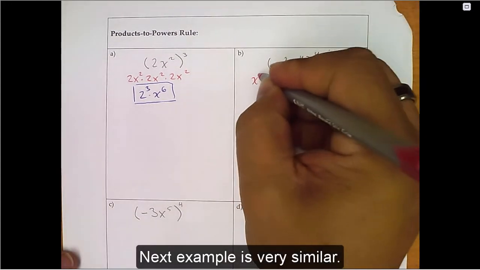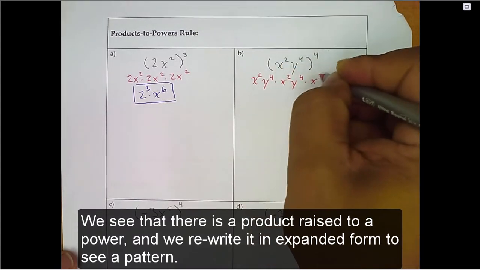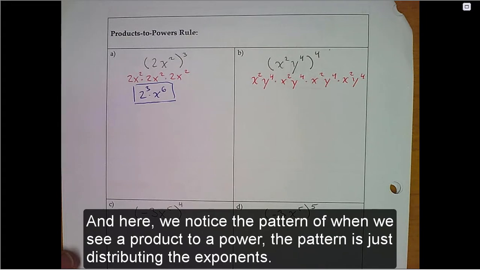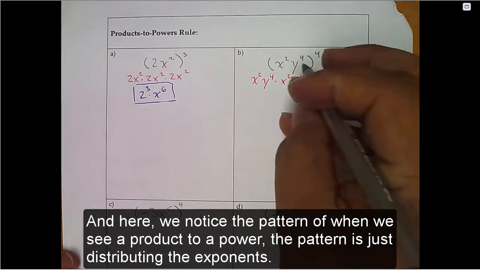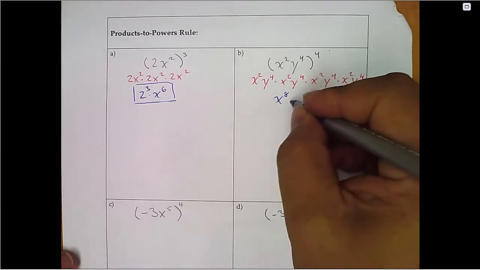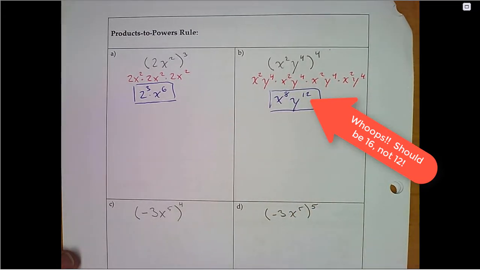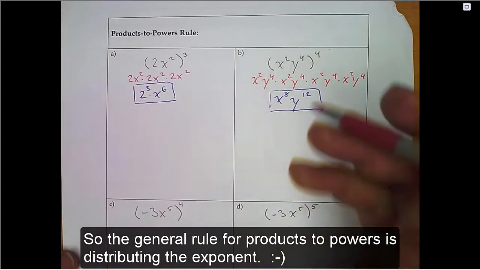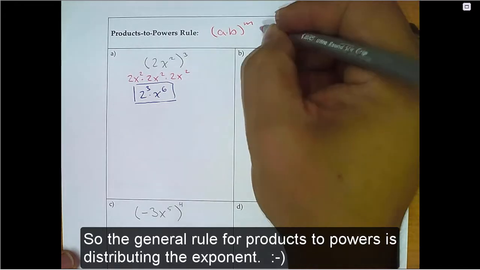Next example is very similar. We see that there is a product raised to a power, and we rewrite it in expanded form to see the pattern. And here we notice the pattern of when we see a product to a power. The pattern is just distributing the exponents. So the general rule for products to powers is just distributing the exponent.